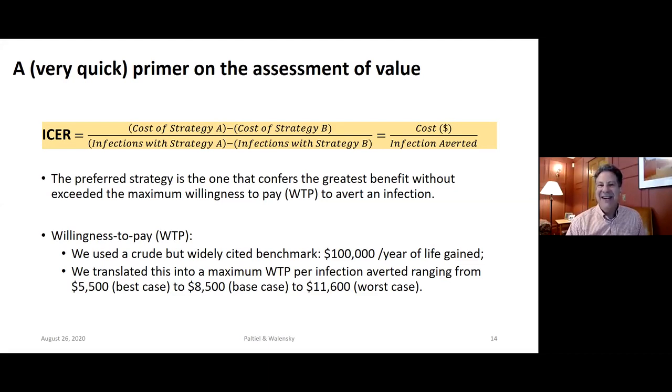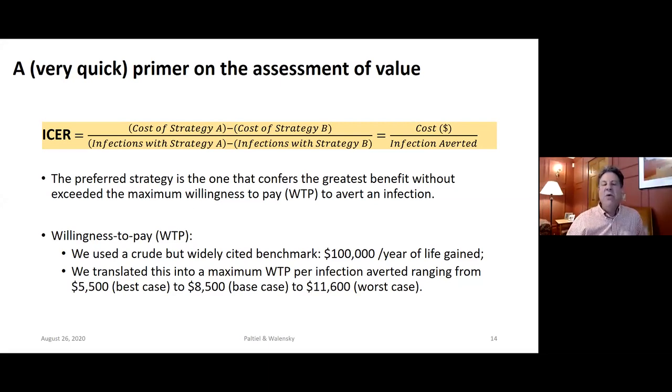Cost effectiveness analysis seeks to compare one intervention to another and to compute something called the ICER, the incremental cost effectiveness ratio. It's a very simple ratio. You take the delta cost of strategy A versus B, and you divide it by the delta infections. In other words, you're assessing the cost per infection averted. And the preferred strategy is the one that confers the greatest benefit without exceeding whatever external willingness to pay society, or you, the payer, have to avert an infection.